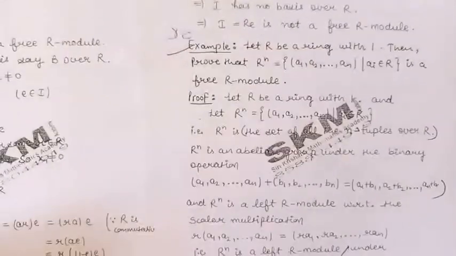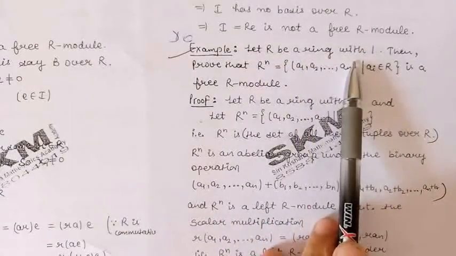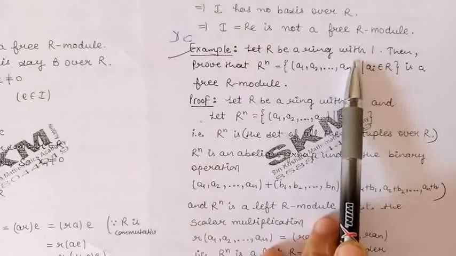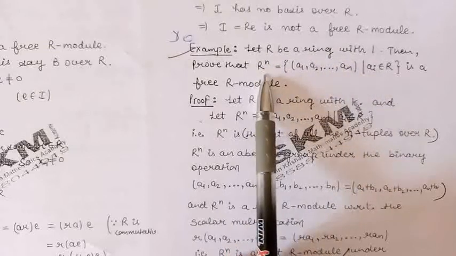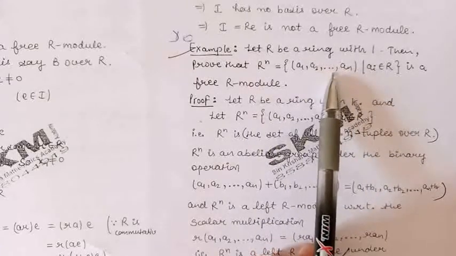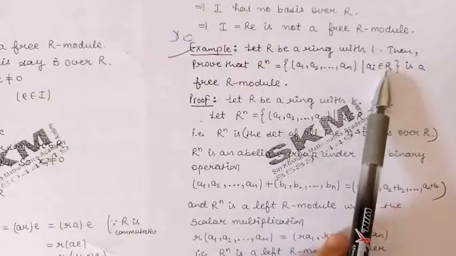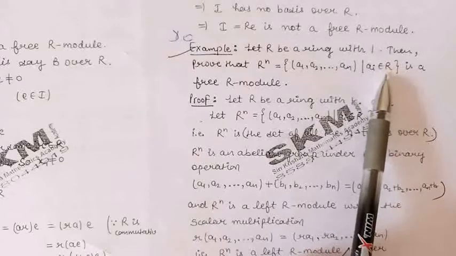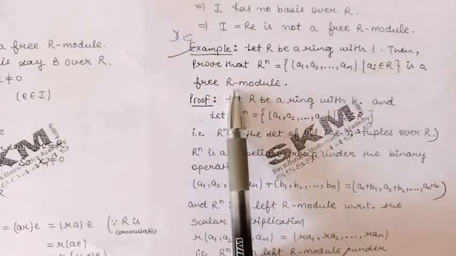Now let us discuss one more example of a module which is a free module. Let us take R as a ring with unity. Then we prove that Rn means the set of all n tuples over the ring R. These n tuples we have denoted by A1, A2, A3 up to An. Here each Ai is an element of the ring R. We will show that this set of all n tuples over the ring R is a free R module.